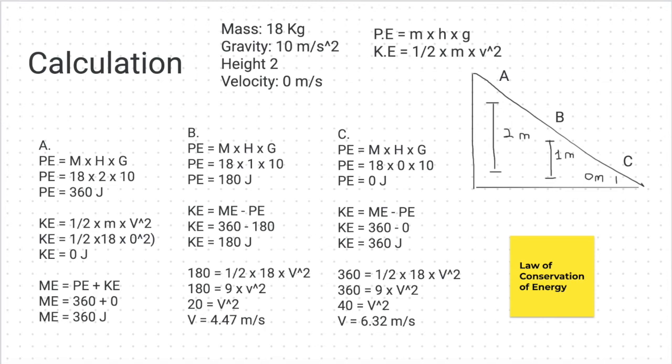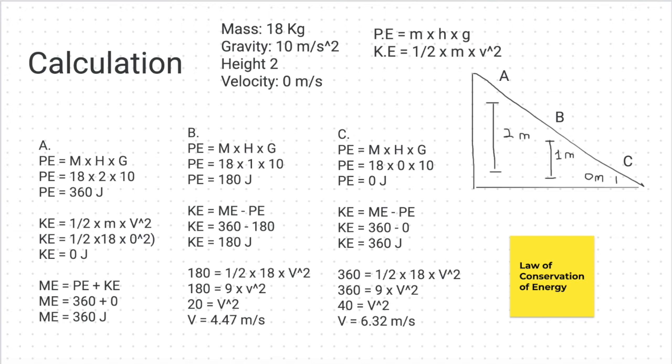For this potential energy, we multiply the mass, height, and gravity, which is 18 multiplied by 2 and multiplied by 10, which equals 360 joules. And next for the kinetic energy, it is one and a half multiplied by mass and multiplied by velocity squared, where the mass is 18 and the velocity is 0, so it equals 0 joules. So to find the mechanical energy, we have to add the potential energy with the kinetic energy, which is 360 plus 0 equals 360 joules.